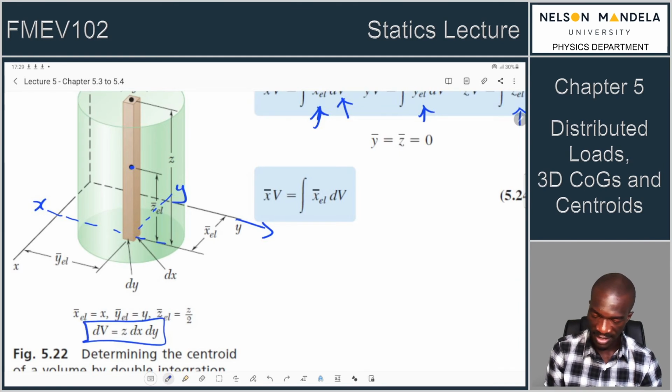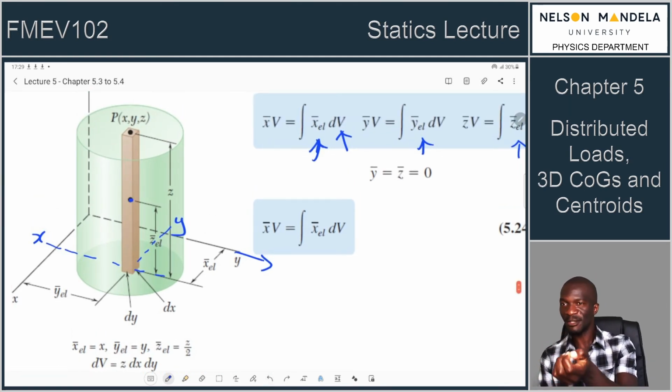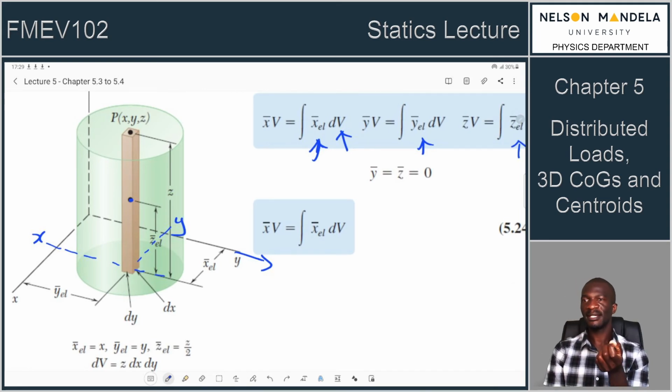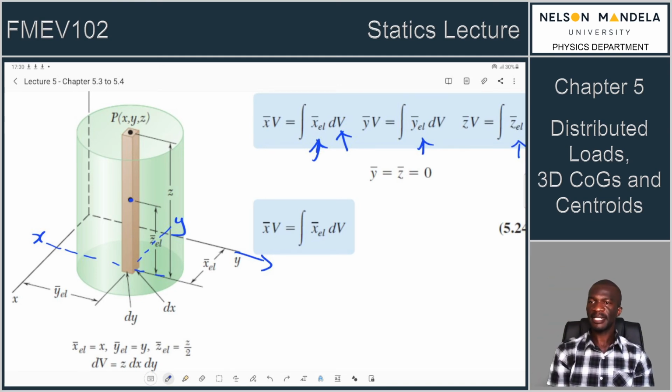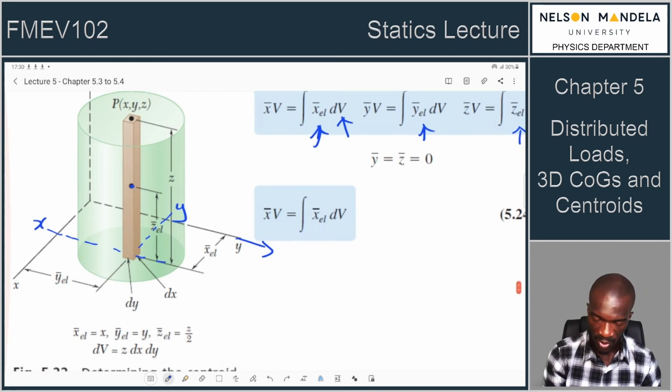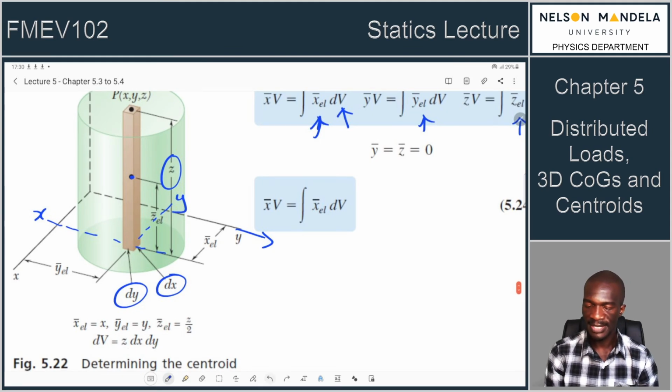What is dV? It's just the geometry of the strip. It's a rectangular prism, isn't it? Yes, it's a rectangular prism. So it's a square that has been extended in length, so it makes up a prism. So it's obviously length times width times height. What is our length and width? dy and dx. What is our height? z. So that is why we have z dx dy.